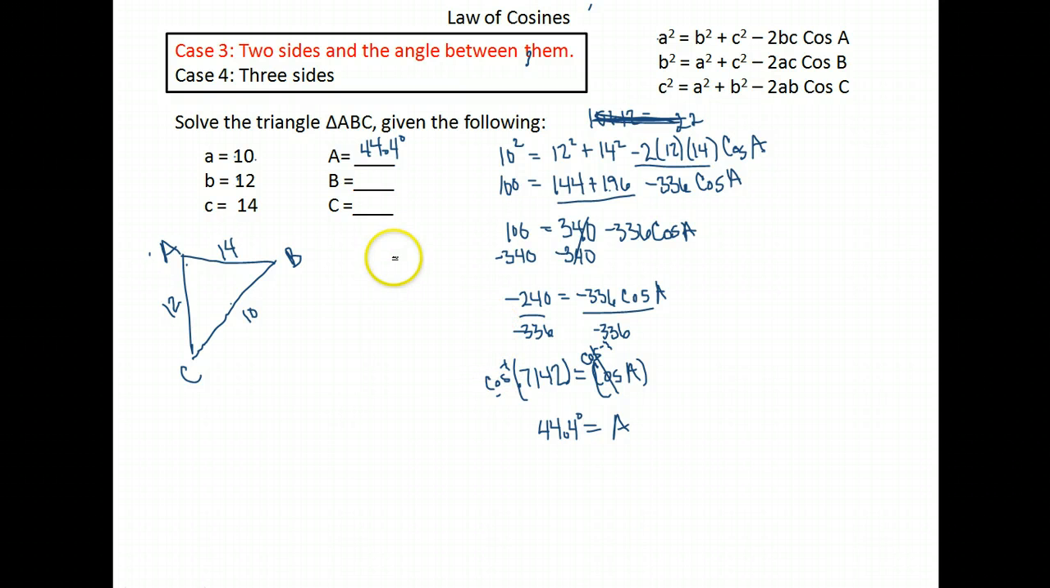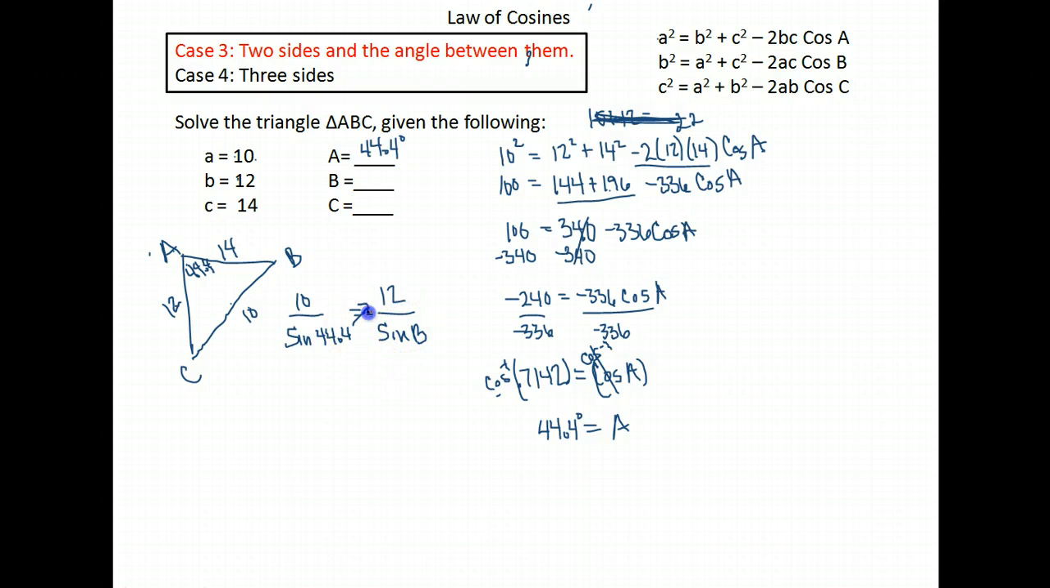All right. Next, pick another angle, B or C, which do you want? I'm going to go ahead and find B, and rather than going through the law of cosines again, I'm going to go through the law of sines. I make less mistakes that way. Okay, so I have a pair now. I have angle A and the side opposite. So for the law of sines, remember you put the length of the side over the sine of the angle opposite it. So we'd have 10 over the sine of 44.4 equals, I'm finding B, so the length of side B is 12 over the sine of angle B.